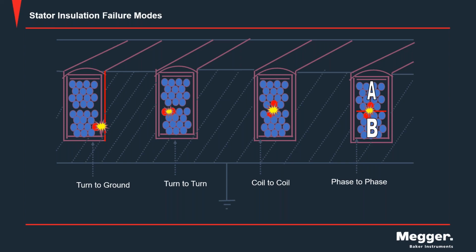The other three there are copper to copper type of failures, whether it's between two turns of the same coil of wire, or whether it's between two turns of two different coils of wire, or whether those two turns are between two different phases of the windings. So again, what we're interested in here is evaluating the dielectric strength of insulation, whether it's from turn to ground, turn to turn, coil to coil, or phase to phase.